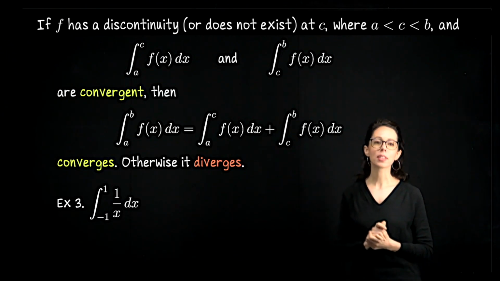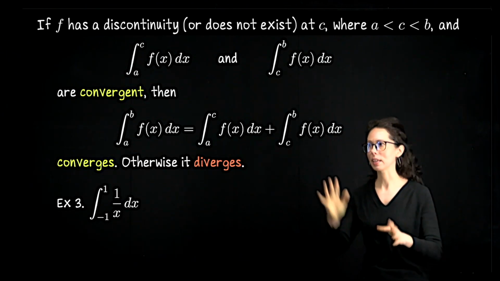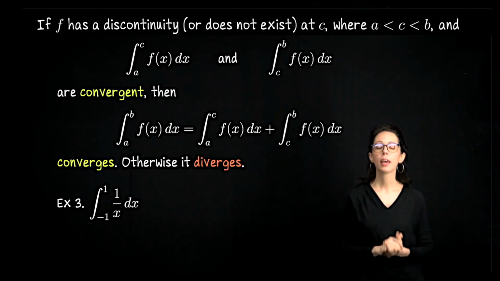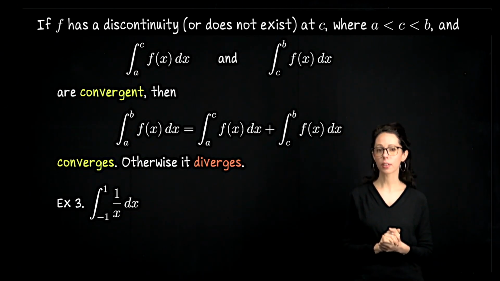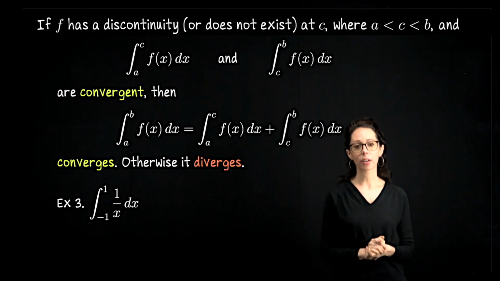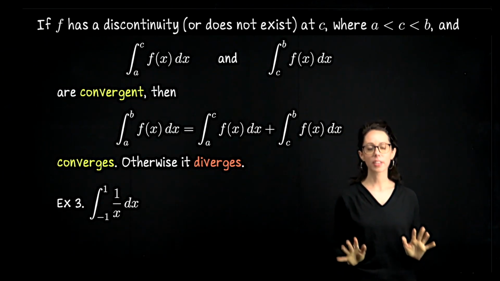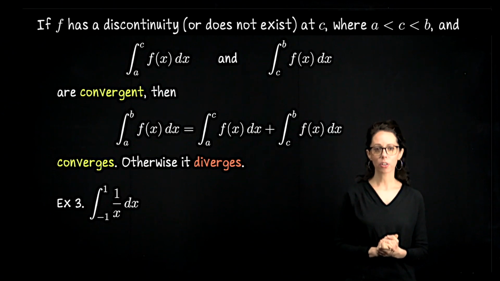For each, we use the techniques that we've already been looking at. So we will take c and replace it and take a limit. If both of these integrals converge, then overall the integral converges. If either diverges, then the original integral diverges.